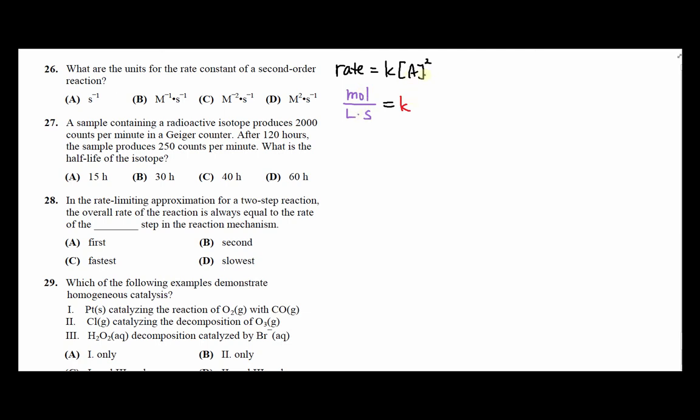Now the concentration of A has a unit of mole per liter, but they are being squared. Therefore, you have mole squared per liter squared. Now let's multiply both sides by liter squared and divide both sides by mole squared. That way we have only K, the rate constant, on the right side. So this is cancelled, that's cancelled.